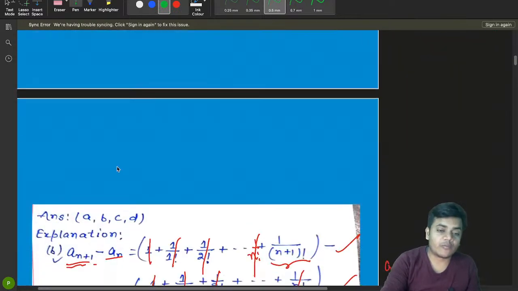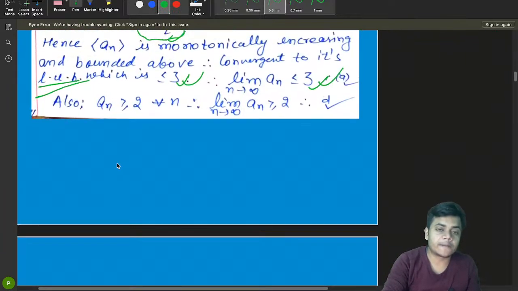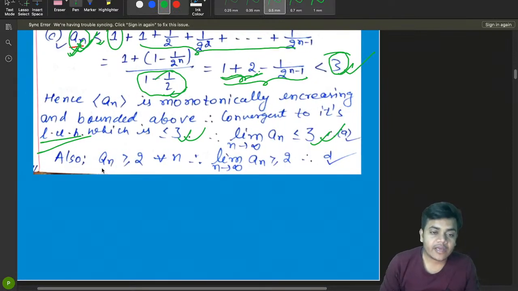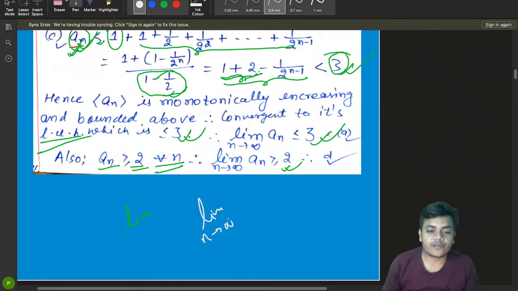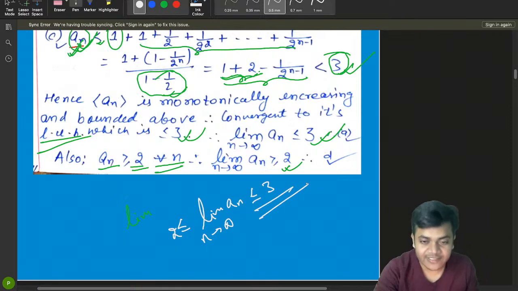And now for the boundedness, we can see one more thing, that an is greater than or equal to 2 for all n, this is given. And if I take the limit n tends to infinity an, then that will be greater than or equal to 2 for sure. So here we can see that limit n tends to infinity an is greater than or equal to 2, but less than or equal to 3. And yes, it is convergent.